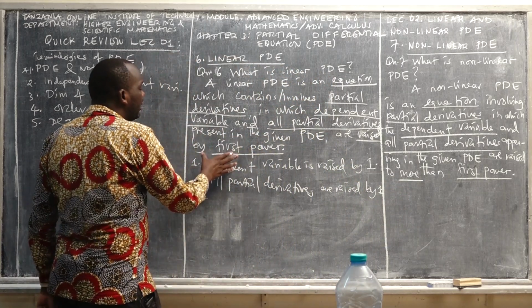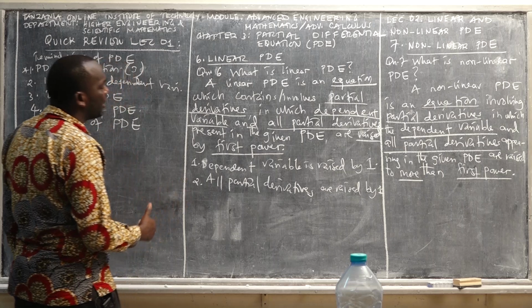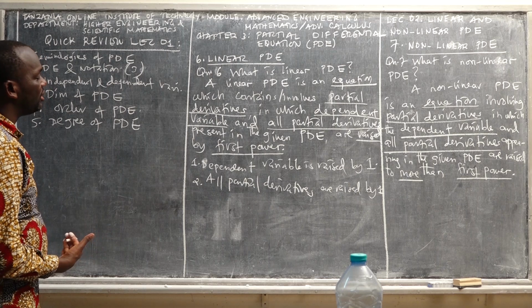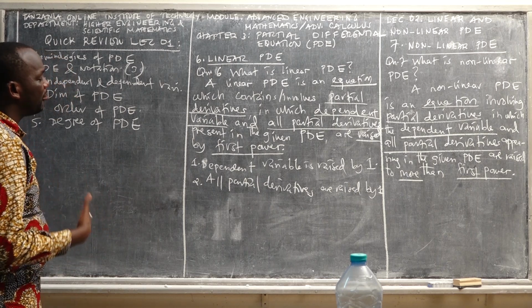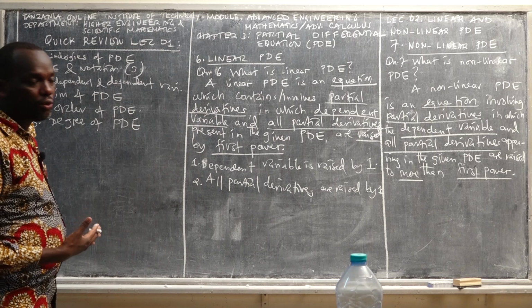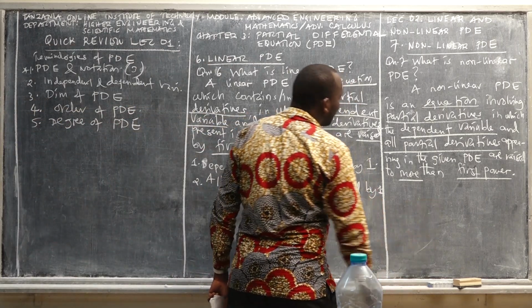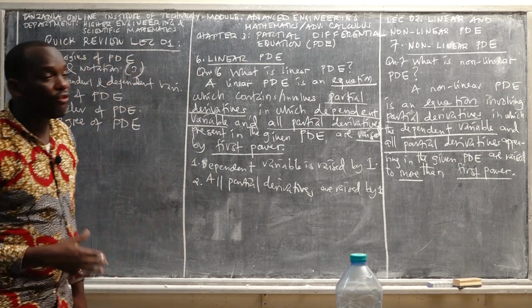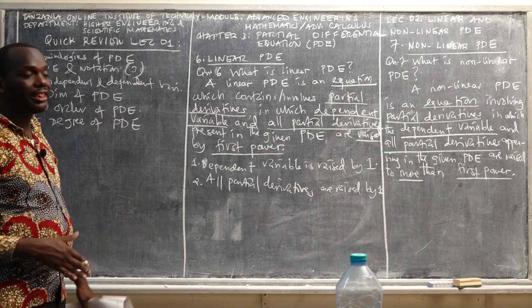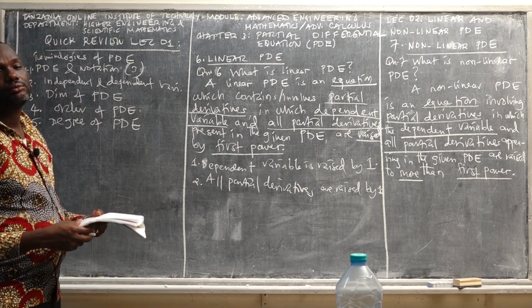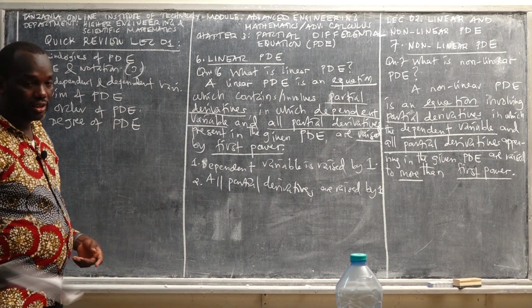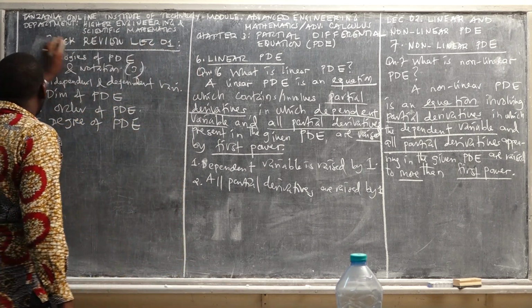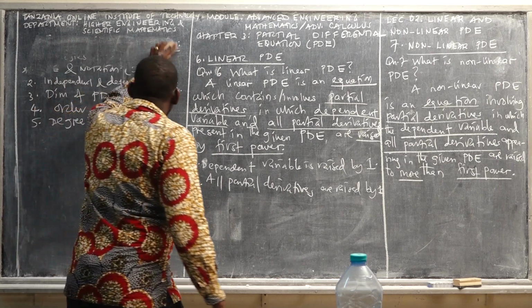While for the linear, it means that the dependent variable and all the partial derivatives must be raised by 1. While for the nonlinear, they must be raised by either 2 or 3 or 4 or 5, any other number rather than 1. Are we together? So that's all about the definition of linear and non-linear.